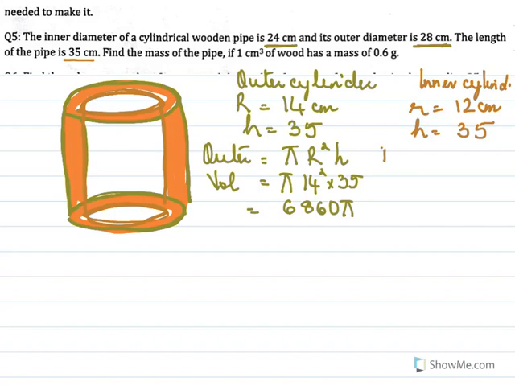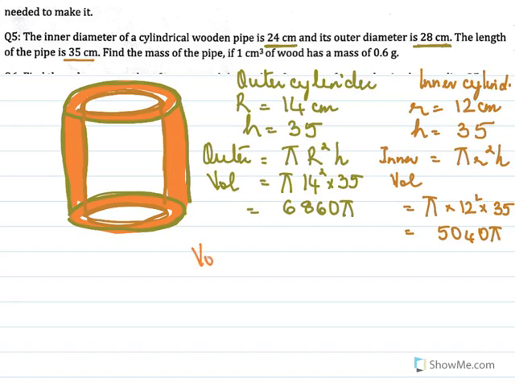So now we'll find the inner volume, pi r square h. Pi, r is 12 square, h 35. You work this out, you get 5040 pi. Don't substitute your pi, we'll do it later.